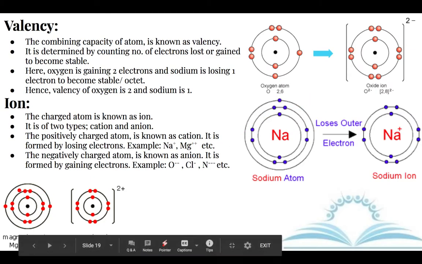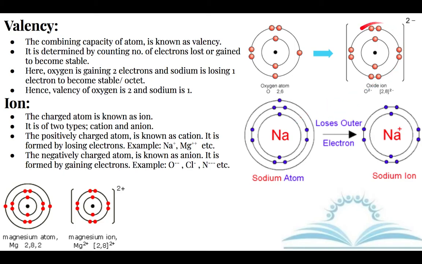And here you can see magnesium. Magnesium has two valence electrons. To become stable, it will lose those two electrons, so its charge is 2 plus. Similarly, here oxygen is a negatively charged atom. A negatively charged atom is known as an anion. And how is it formed? By gaining electrons. An example: since oxygen gains 2 electrons, its charge is 2 minus.